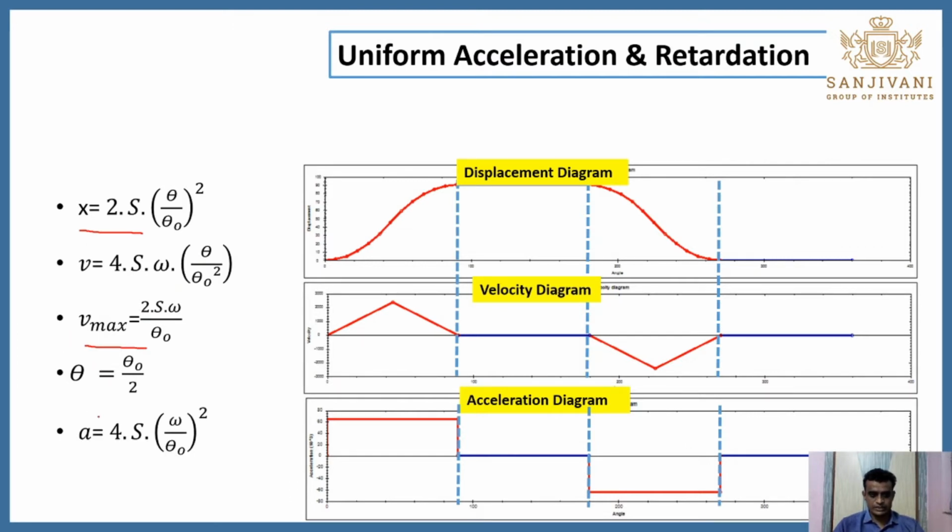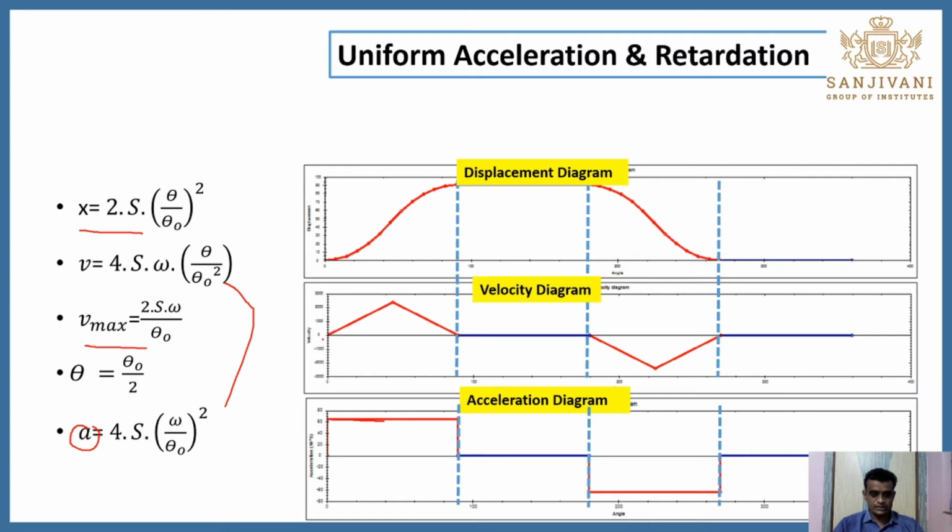Now if we differentiate this equation, we will find the acceleration, which is 4s, where the derivative of theta becomes omega, so we get omega square. This is the final expression for the acceleration. There is no term left to differentiate, which means we get a constant acceleration. That's why this method is called uniform acceleration retardation. In this, the first portion is the uniform acceleration, and during the return stroke, this portion is the retardation.